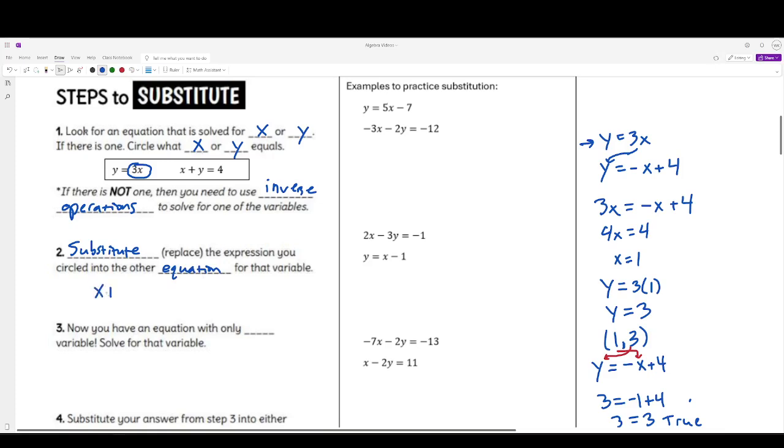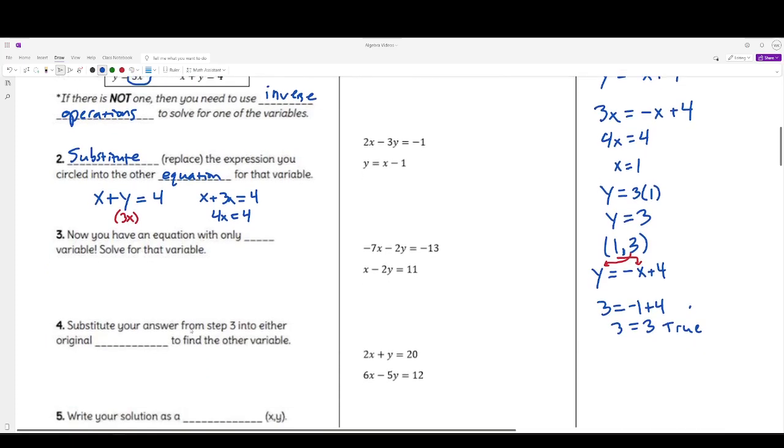So I have x plus y is equal to 4. But I circled that y is the same as 3x. So I'm going to replace this y with 3x. And now my equation says x plus 3x is equal to 4. And that means 4x is equal to 4. Just like the work that we did over on the right side, but I didn't have to solve the second equation for y in order to do this. I just plugged in place the 3x where the y used to be.